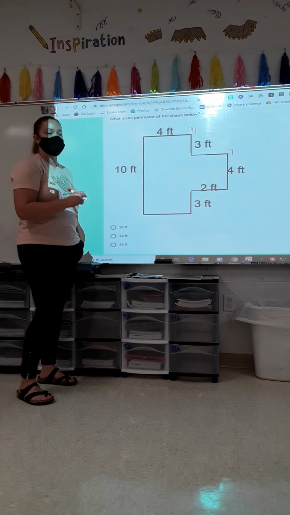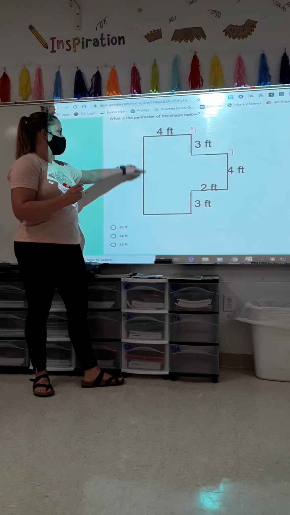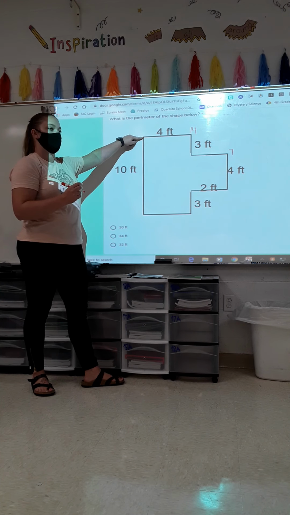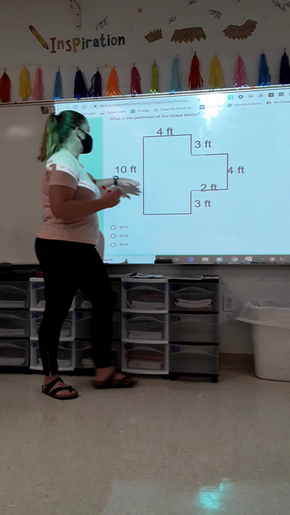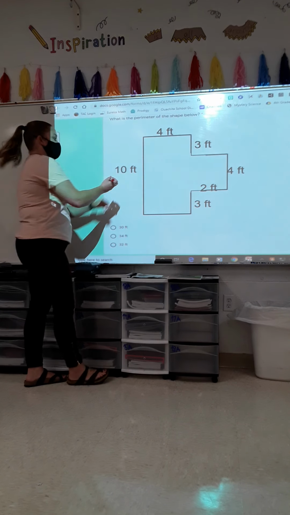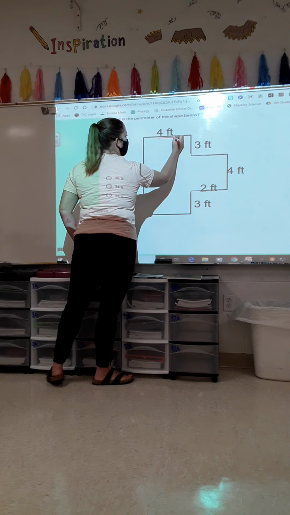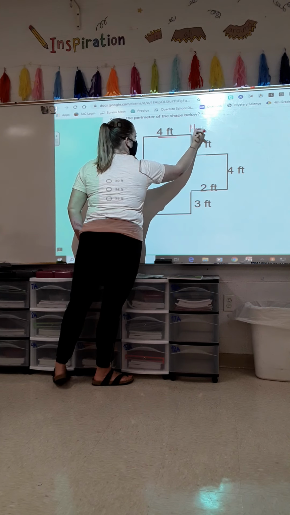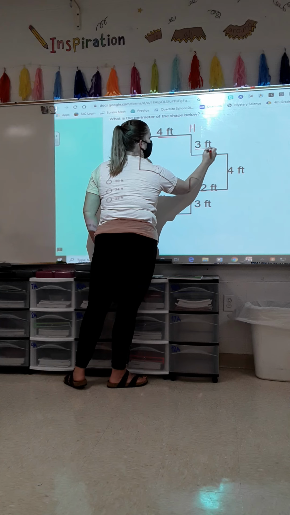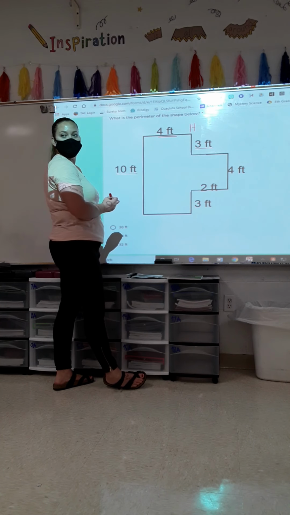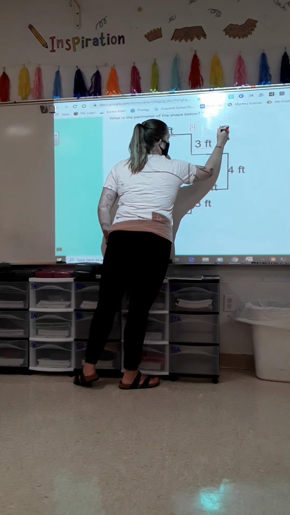Alright, let's think about this. This is kind of a tricky shape. I didn't really get it because some of the numbers are in the shape. Alright, so let's talk about this one. This side was 10. So Christopher added 10. And he added this side that was 4, and that got him 14. So if we go from here to this side, 14 plus 3, what does that get? That gets you 17.